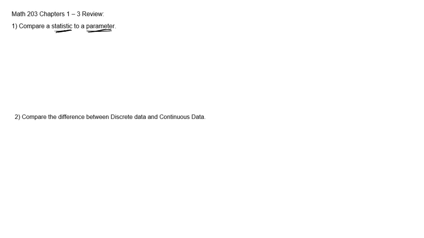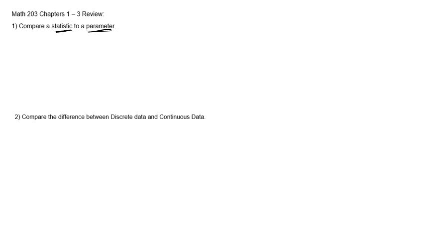So, for example, if I say the sample mean is 35, then 35 is a statistic. If I say the population standard deviation is 2.7, then 2.7 is a parameter. Number 2. Compare the difference between discrete data and continuous data.